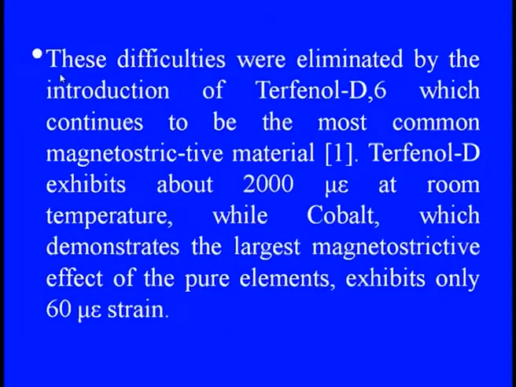So, you see here when we want to see these things, we can simply remove these difficulties by introducing Terfenol-D, which is like a continuous common type of magnetostrictive material. Terfenol-D exhibits almost up to 2000 micro strain at room temperature, while cobalt, which can demonstrate even a large magnetostrictive effect of pure elements, can exhibit almost up to 60 micro strain.